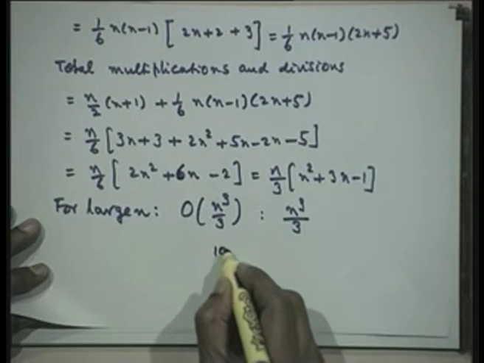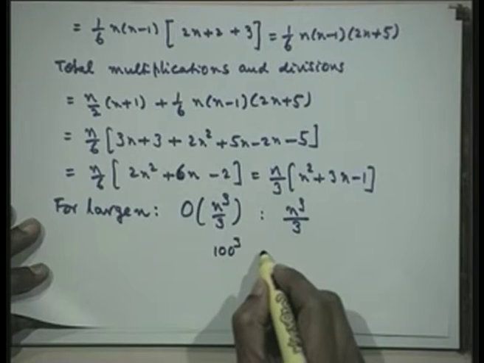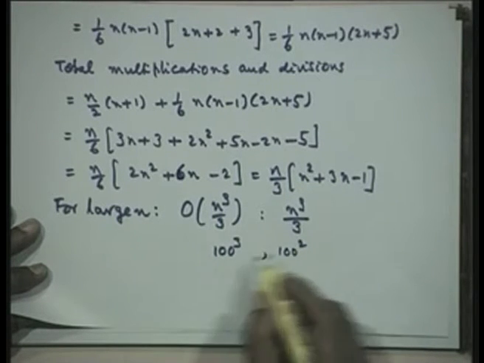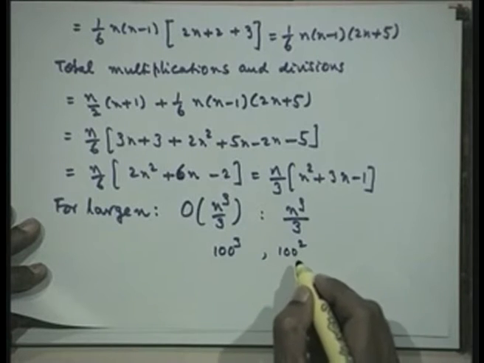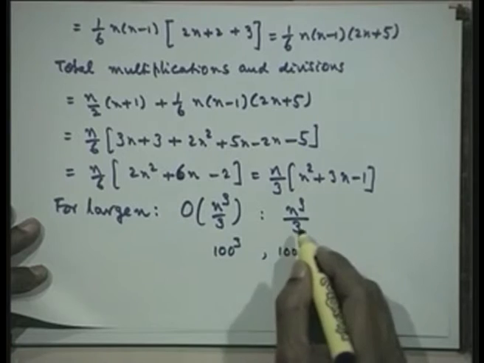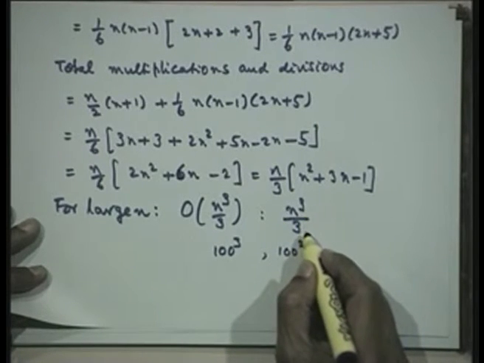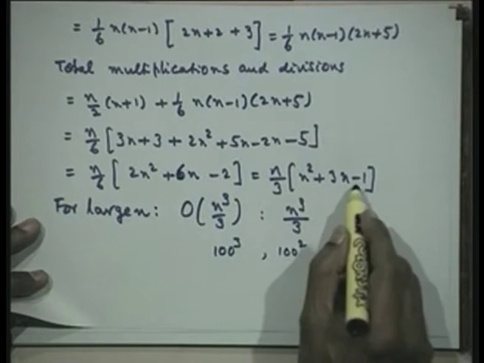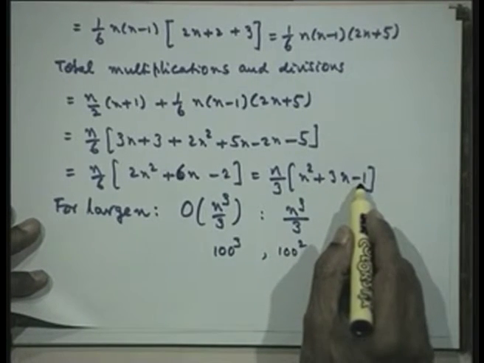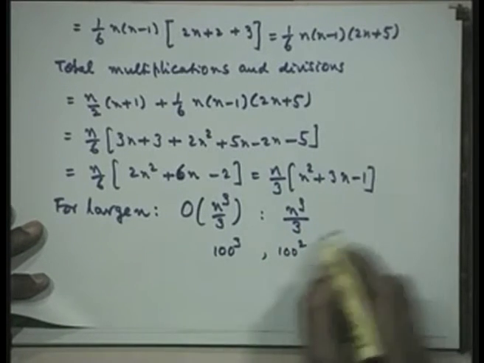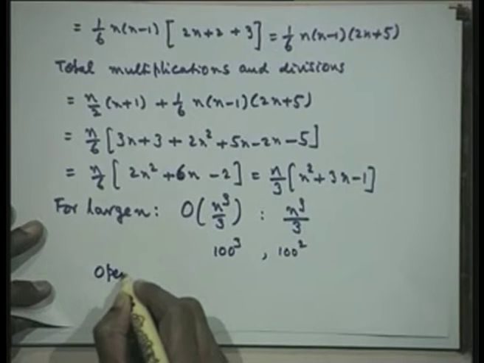So, what we are talking of is 100 cubed compared to 100 squared. So, this gives you 10 to the power of 4, and this is 10 to the power of 6. So, this is much smaller compared to this one. Therefore, for very large n we usually say that the number of operations for Gauss elimination is of the order of n cubed by 3. However, we can give the exact number of total multiplications and divisions that are required. As I said, this is usually called the operational count.